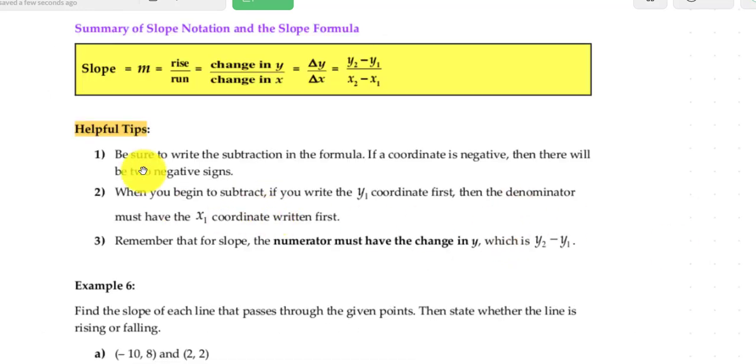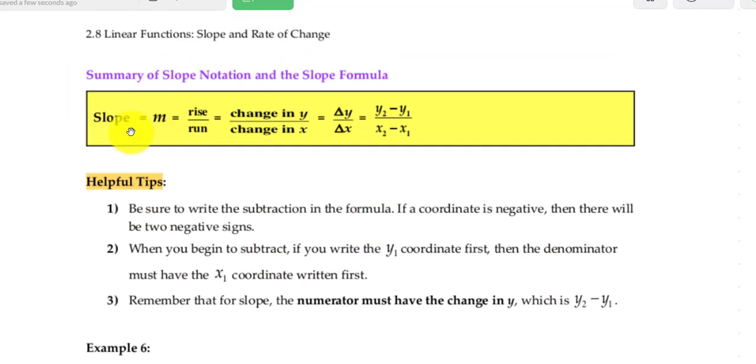And on the next page, they do a really good job of giving you a definition. Slope is equal to m, which is your rise over run, change in y over change in x, delta y over delta x, y2 minus y1 over x2 minus x1. These are all nice ways to say slope or average rate of change.